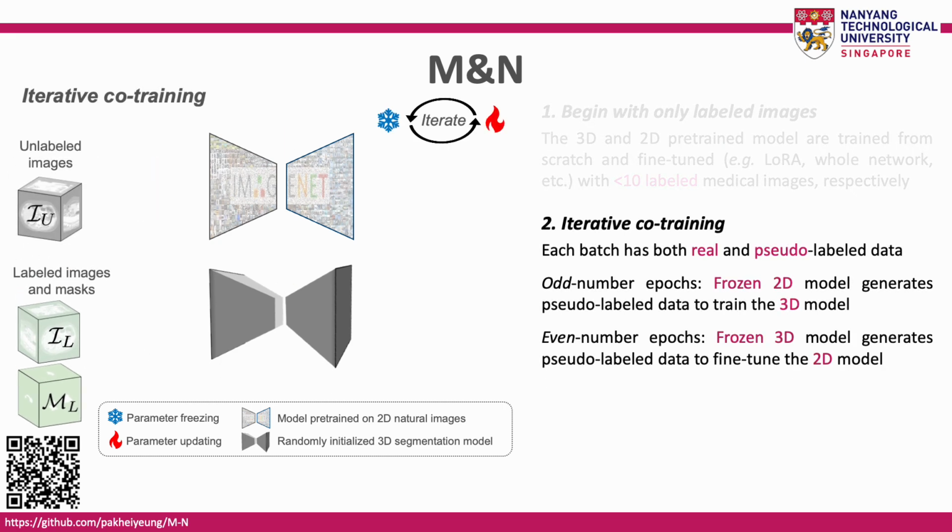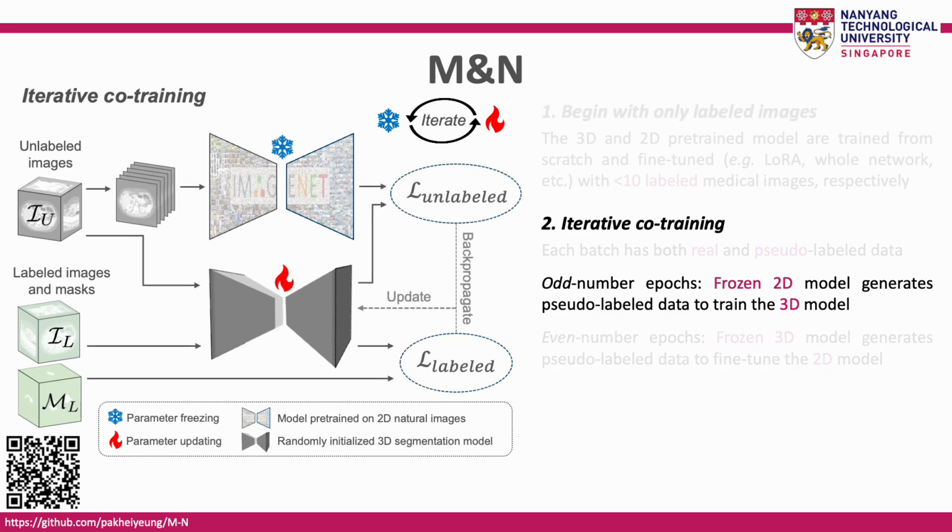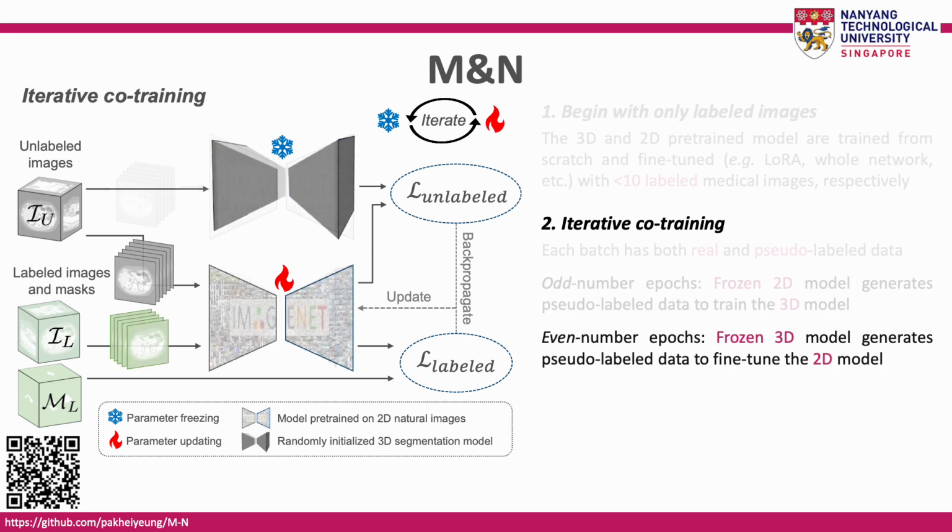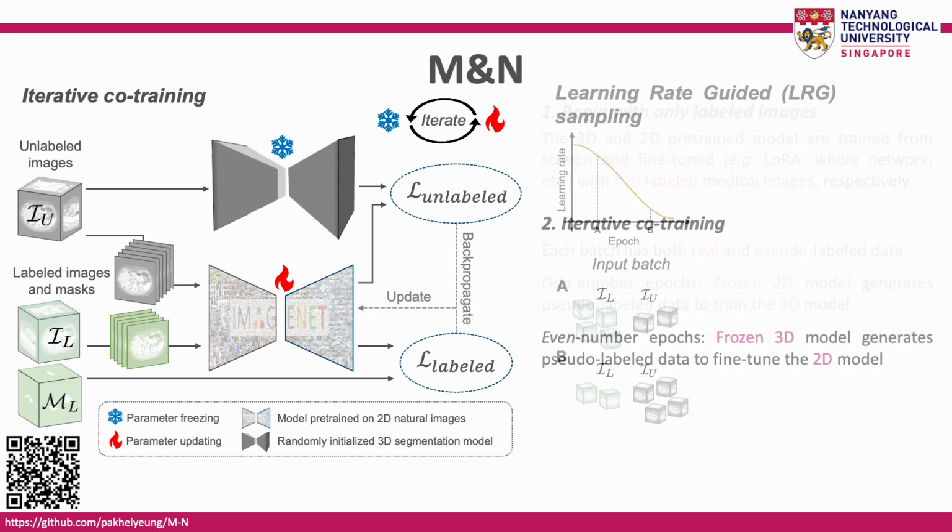The next step is the iterative co-training. Each training batch mixes real and pseudo-labeled data. On odd-numbered epochs, the frozen 2D model generates pseudo-labels to train the 3D model. While on even-numbered epochs, it reverses. The frozen 3D model generates pseudo-labels to fine-tune the 2D model. This is done back and forth.